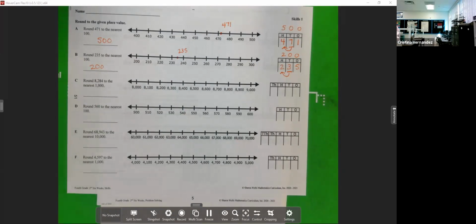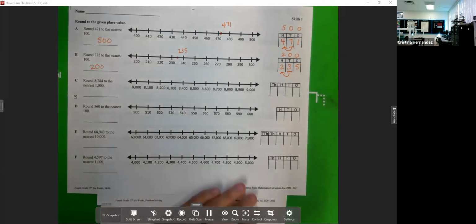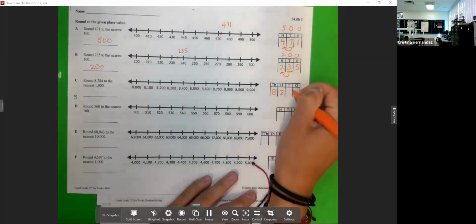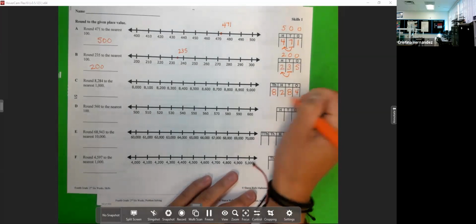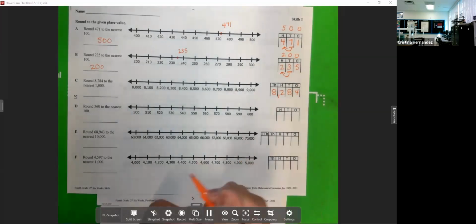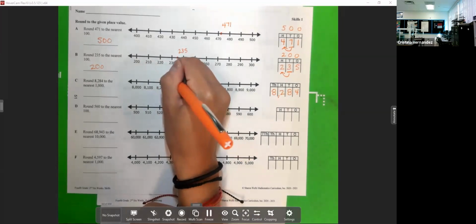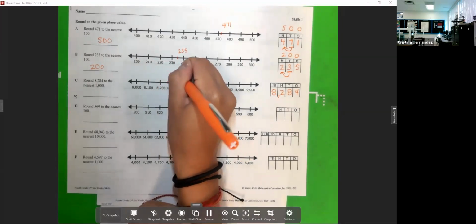Okay. C. Round 8,284 to the thousands place. Let's see if you get this one right. Maybe you are better at rounding than I thought you might be. Put my comma. 8,284. You think someone's right here. 8,284.